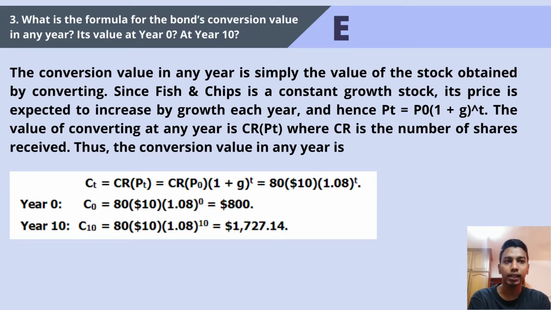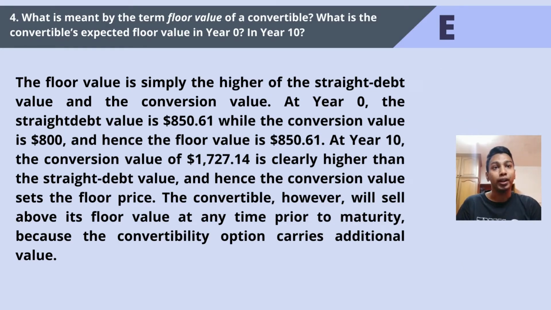We will get 80 times $10 times 1.08 to the power t. For year 0, C_0 equal to 80 times $10 times 1.08 to the power 0 equal to $800. Year 10, C_10 equal to 80 times $10 times 1.08 to the power 10 equal to $1,727.14.